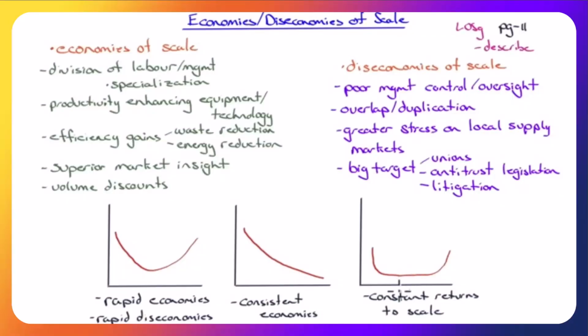And then others may have constant returns to scale. So between, let's say, this point and this point, as they're adding size, they're realizing constant returns. There's no increasing or diminishing economies of scale here.